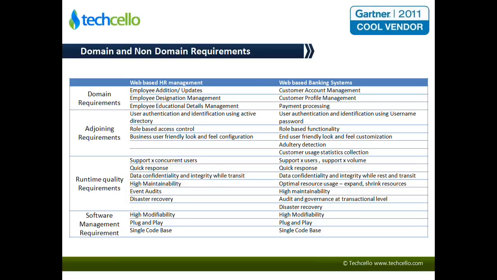Now, if you talk about the next set of requirements, which is the adjoining requirements, we have user authentication, role-based access control, right? User-friendly look and feel. Now, these are not the actual functionality itself, right? But these functionalities are required in order to be able to operate on the domain requirements, right?